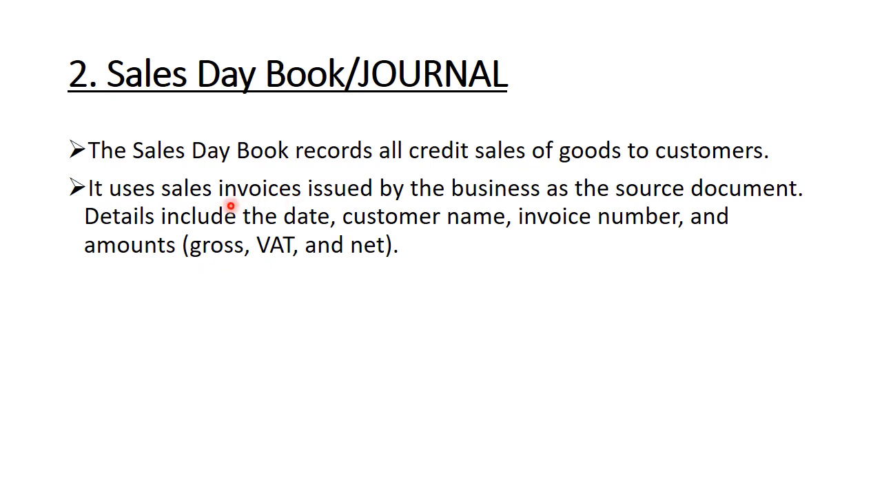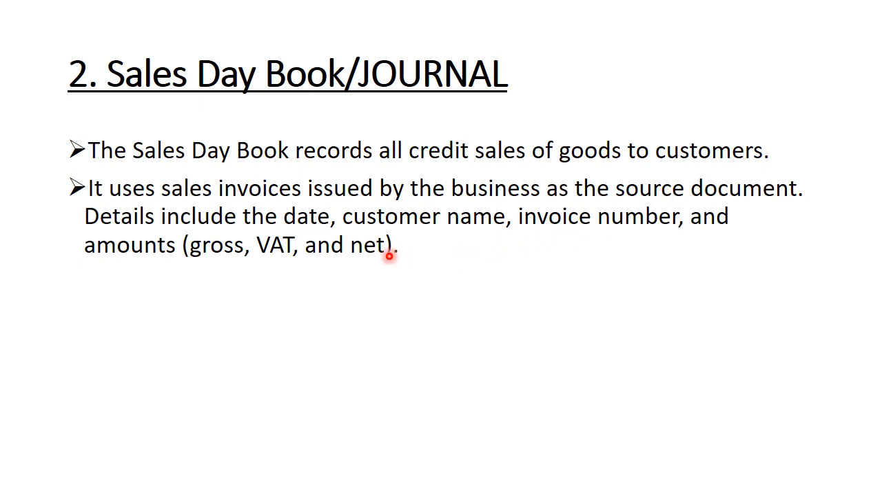It uses sales invoices, also called duplicate invoices, issued by the business as the source document. When we are the customers buying goods on credit, we are given an original invoice. But if we're the ones selling, we give our customers the original invoice, so what we remain with is a duplicate invoice, the duplicate copy of the original.